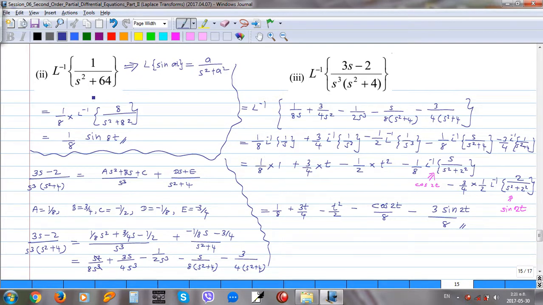So if it comes in this form, you have to take the partial fractions and then apply the inverse Laplace transformation separately, right, then you can get the final solution.